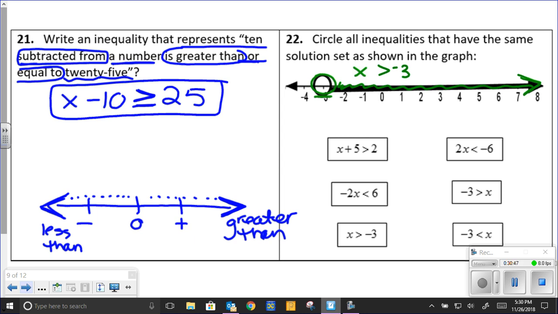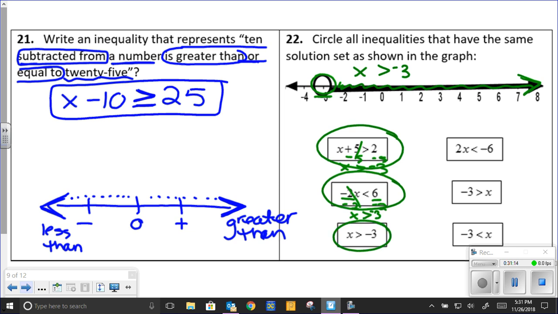When I solve this, if I subtract 5 from both sides, I get x is greater than -3. That's exactly what I want. So that one is a solution right here. I would circle this. This one here, I'm going to divide both sides by -2. Remember, I divided by a negative, so I have to flip my sign, and that's going to be -3. I like this one too. This is x is greater than -3. Already done for me, and that is correct as well.